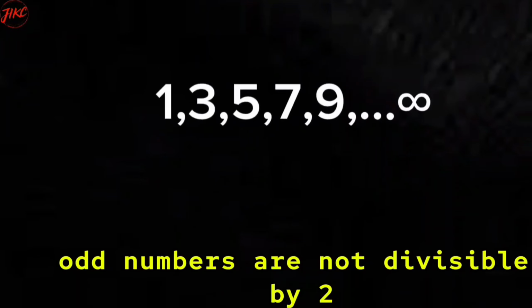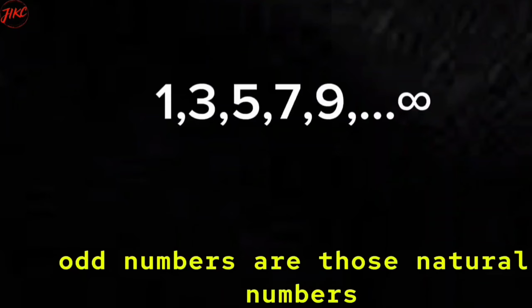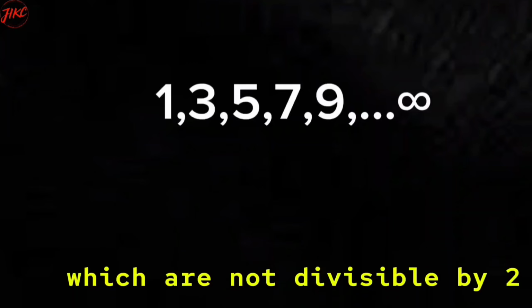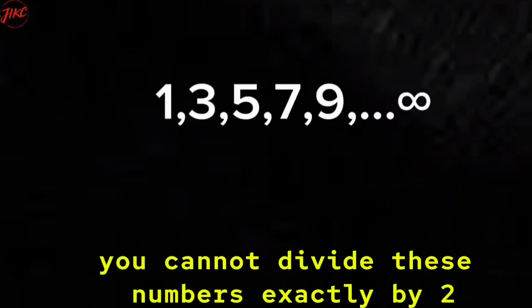Odd numbers. Odd numbers are not divisible by 2. Therefore, odd numbers are those natural numbers which are not divisible by 2. The examples are here. You cannot divide these numbers exactly by 2.